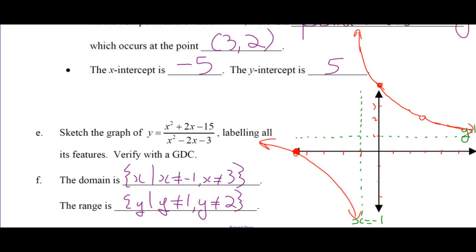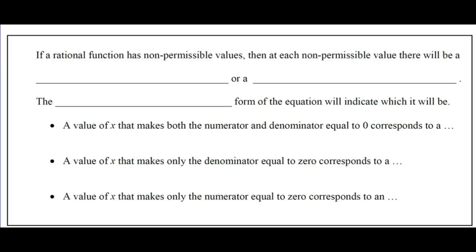Okay, what's left? A little summary box. If a rational function has non-permissible values, then at each non-permissible value there will be a what or a what? So vertical asymptote. And remember, it's a vertical asymptote, it's not a horizontal one, right? Horizontals are what happens when it goes to infinity. Vertical asymptote is when the denominator becomes 0 and the numerator does not become 0, or a point of discontinuity.